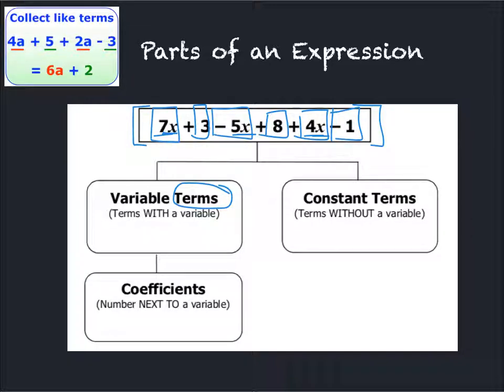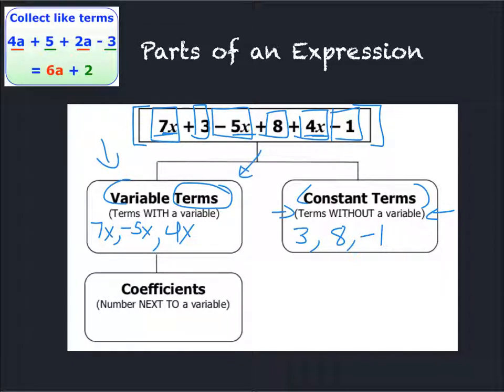Now, when we're looking at our terms, some of our terms have a variable, and we call these variable terms. In this particular algebraic expression, our variable terms are 7x, negative 5x, and 4x. We also have some constant terms. Our constant terms are terms that do not have variables, terms without variables. So in this particular example, we have 3, 8, and negative 1. Okay, now how do we combine these variable terms? How do we combine these constant terms? Let's start with the variable terms.